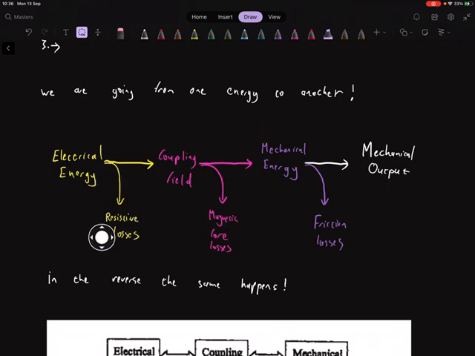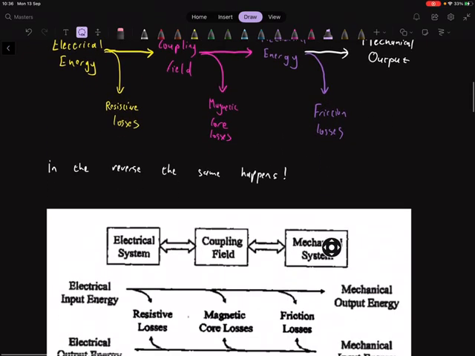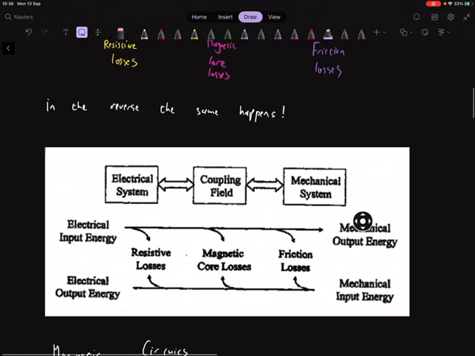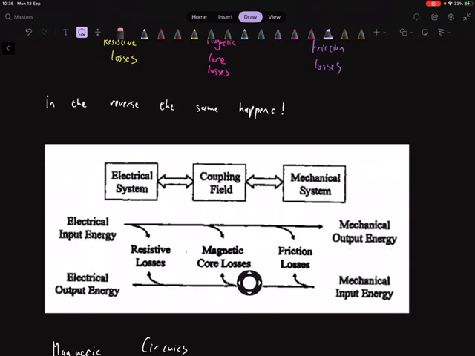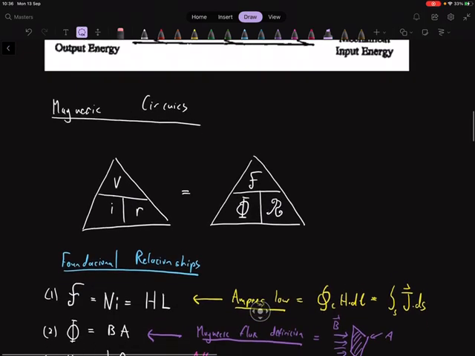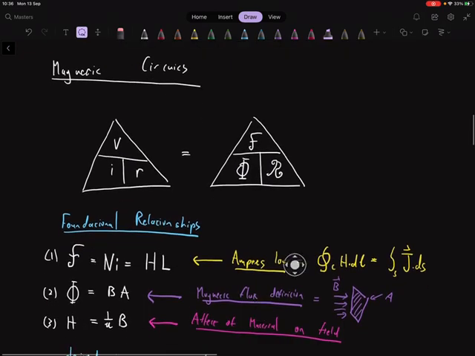It's just showing that in each of these steps you have losses. In electrical energy you have resistive losses, then the magnetic core losses, and then friction losses. And in reverse the same thing happens. That's exactly what this diagram is saying: from a mechanical system, you have losses in each of the systems, and there are various names. So yeah, here are magnetic circuits.